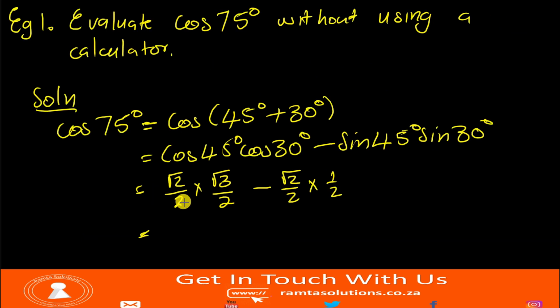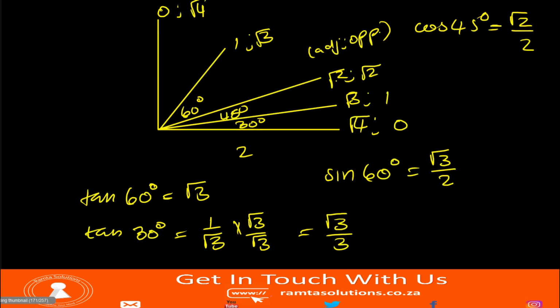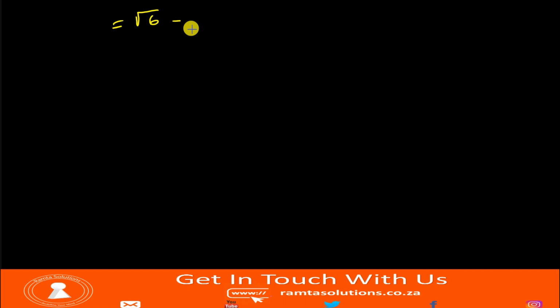Perfect. Now, as you can see, we say numerator times numerator. Root 3 times root 2 will be root 6 over 4. And then root 2 times 1 is simply root 2. 2 times 2 is 4. Therefore, what is our answer? Our answer is simply root 6 minus root 2 all over 4.